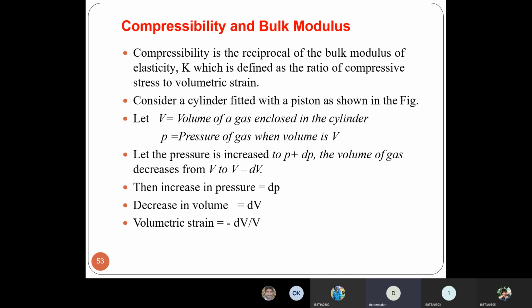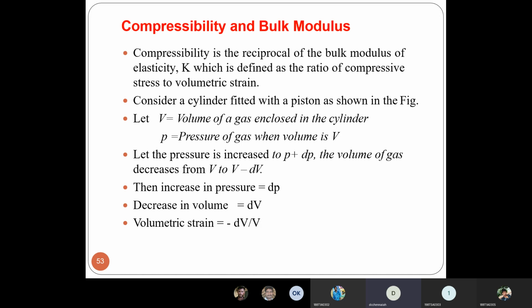So volumetric strain. What is meant by volumetric strain? Change in volume to original volume. Change in volume is equal to minus dV. Original volume is equal to V. So volumetric strain is equal to minus dV by V.